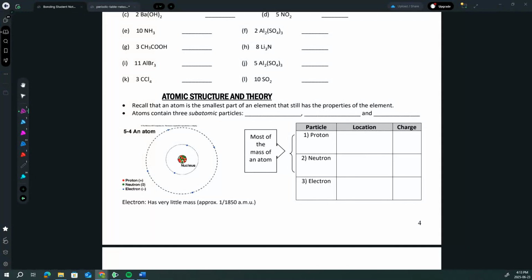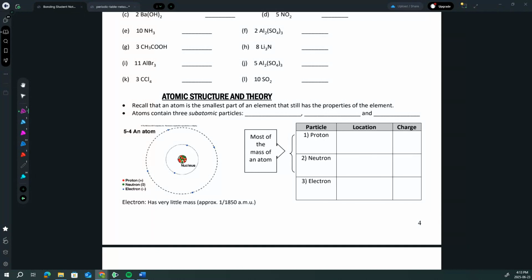Okay. Now, the key thing with atoms of the same element is that each atom of the same element is going to have the exact same number of protons. Okay, that's forever and always going to be true. It's the amount of protons that helps to identify what element you're talking about.